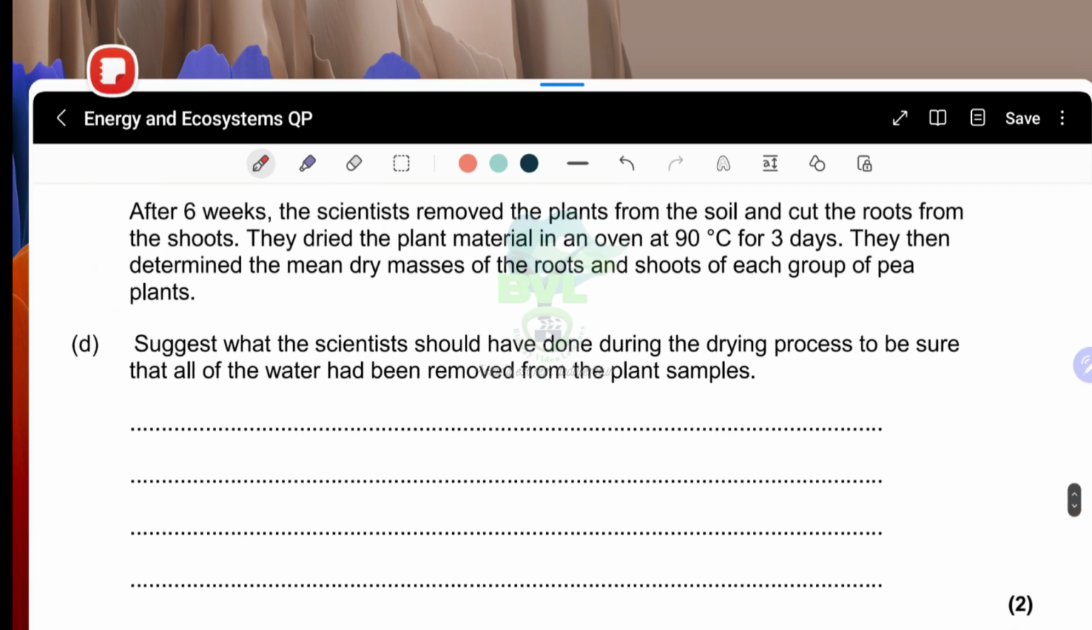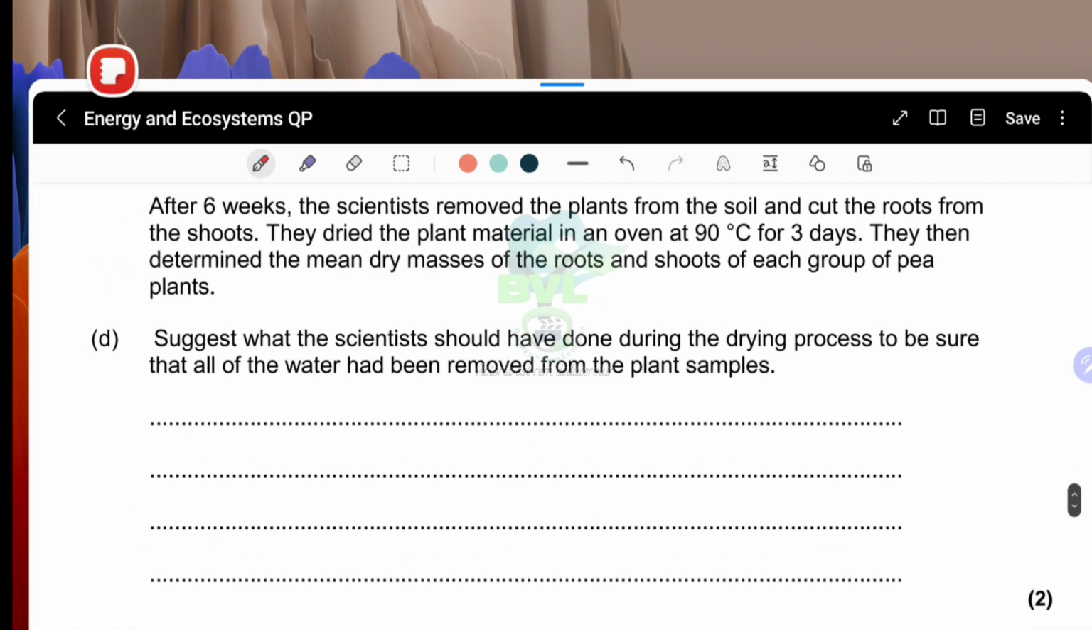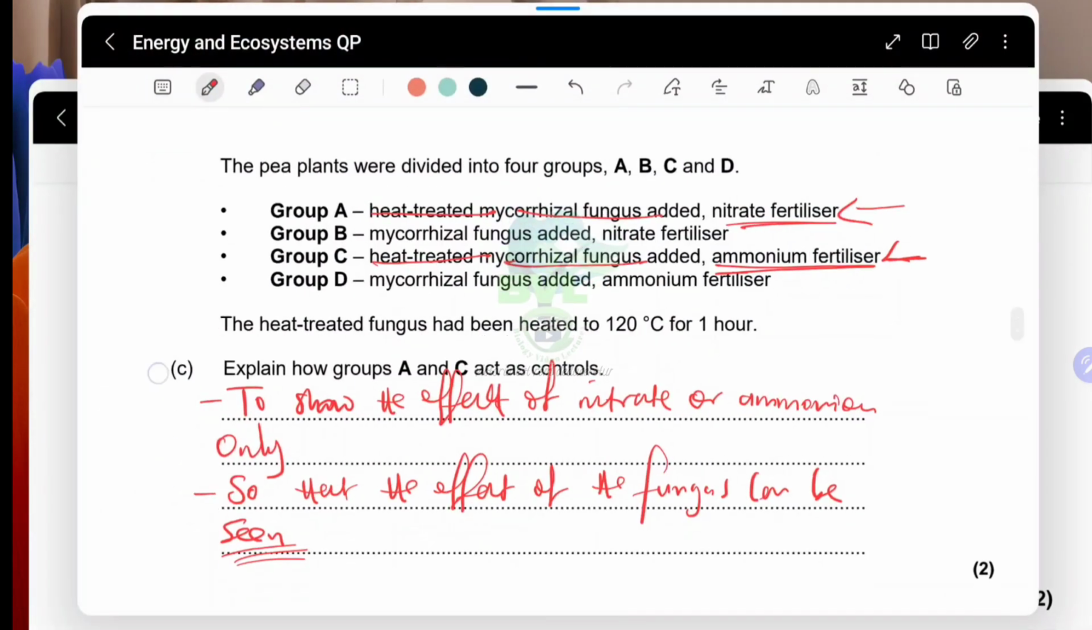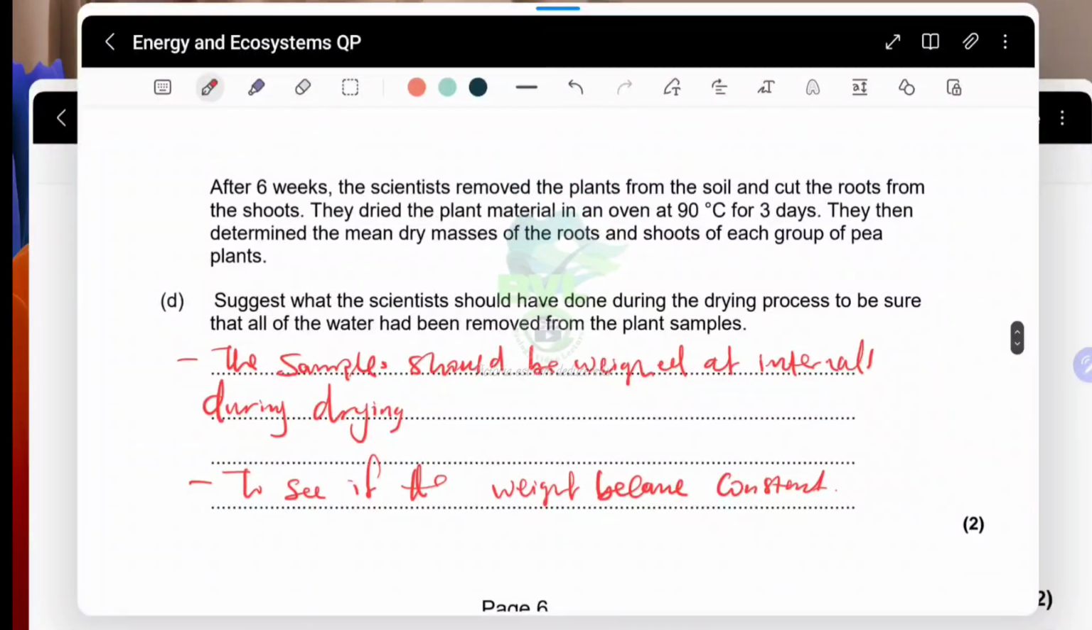So suggest what the scientists should have done during the drying process to be sure that all the water had been removed from the plant sample. Okay, let's just think about that. So what they should have done is the sample should be weighed at intervals during the drying process, so you can be sure that it is actually drying. Really, is it reducing or is it not reducing, so to say? So to see if the weight becomes constant or not. Okay, so that is the idea of the whole thing.